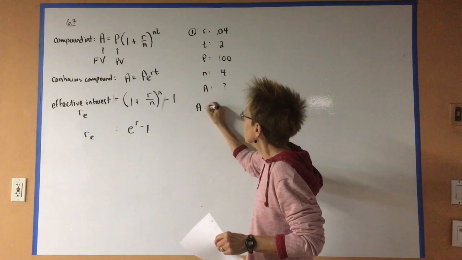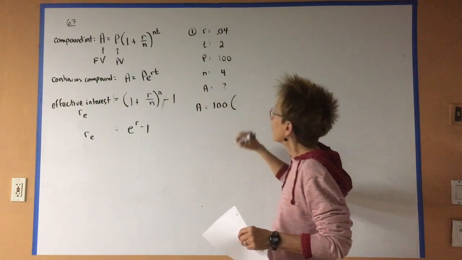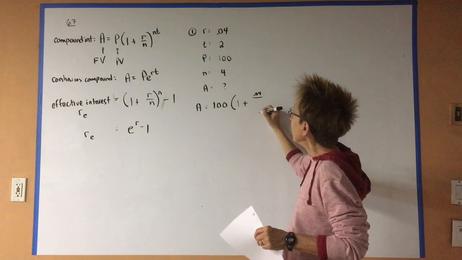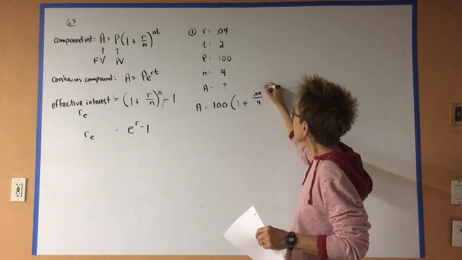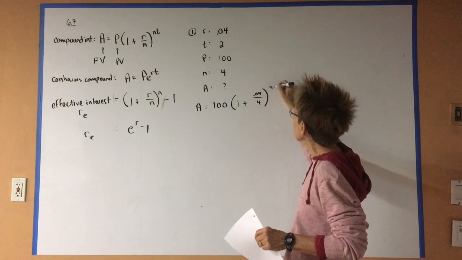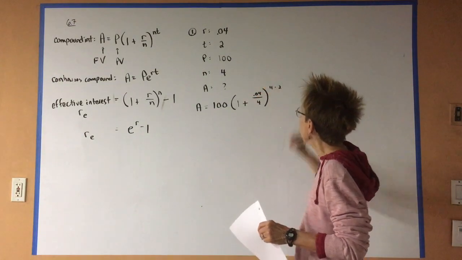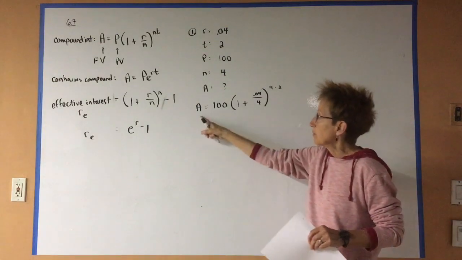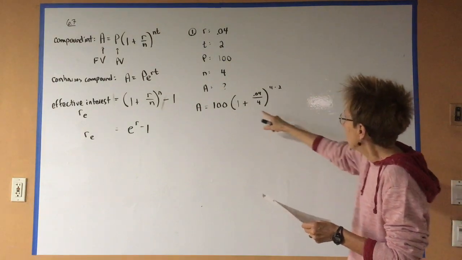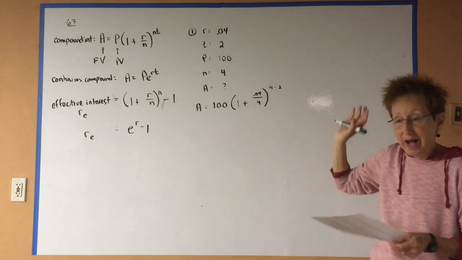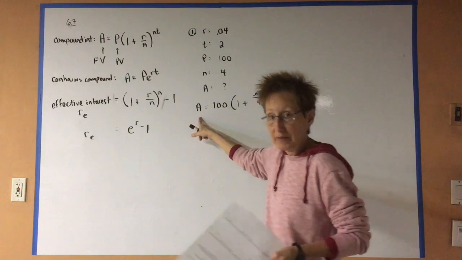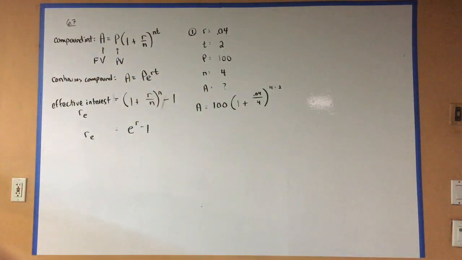So I write A is equal to P, which is 100, multiplying with 1 plus r, which is 0.04, over n, which is 4, all to the power of n, which is 4, multiplying with t, which is 2. So there's my formula right there. A equals 100 times (1 + 0.04/4) to the power of 4 times 2. I just need to put that into my calculator because I have everything filled in. Is this the one I don't know? So very carefully, I put this into my calculator. And here's where issues happen.